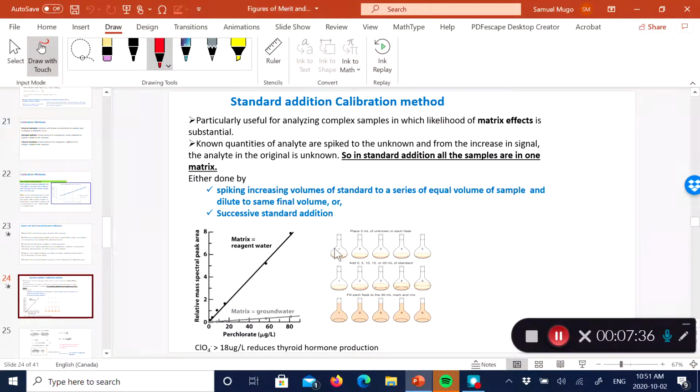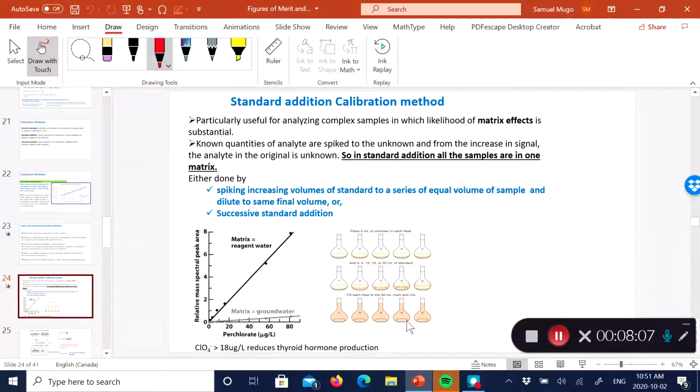For example, vial number 1, you can spike it with 0 volume of your standard solution. Vial number 2, you spike it with, say, 5 ml. Vial number 3, 15 ml, and so on, all right, of your standard solution. And then after that, you make it up to volume. And then you can do the analysis using the analytical instrumentation in question.